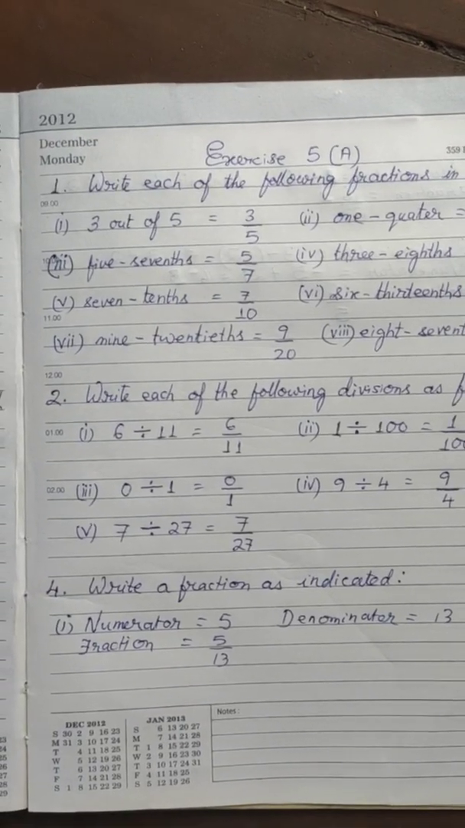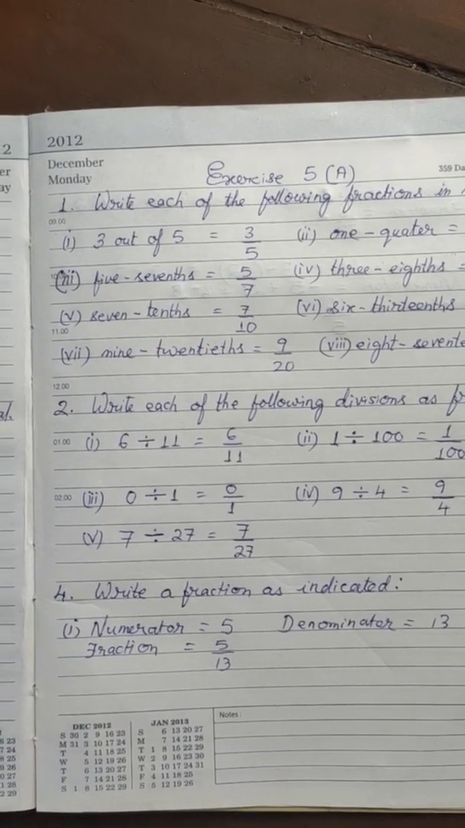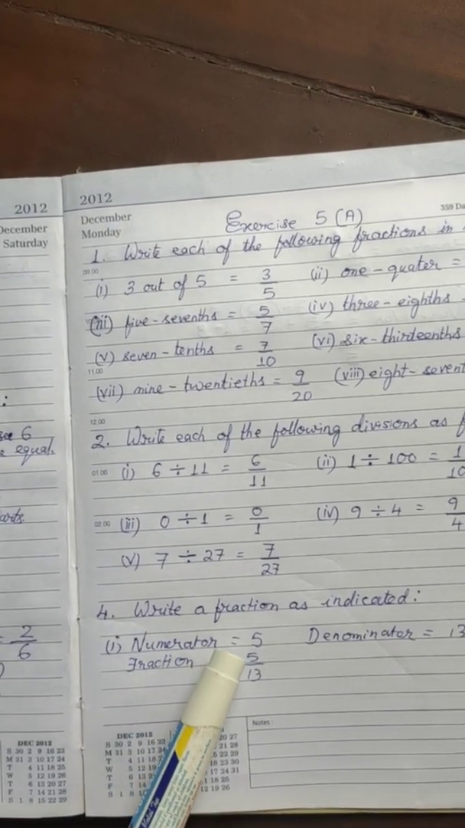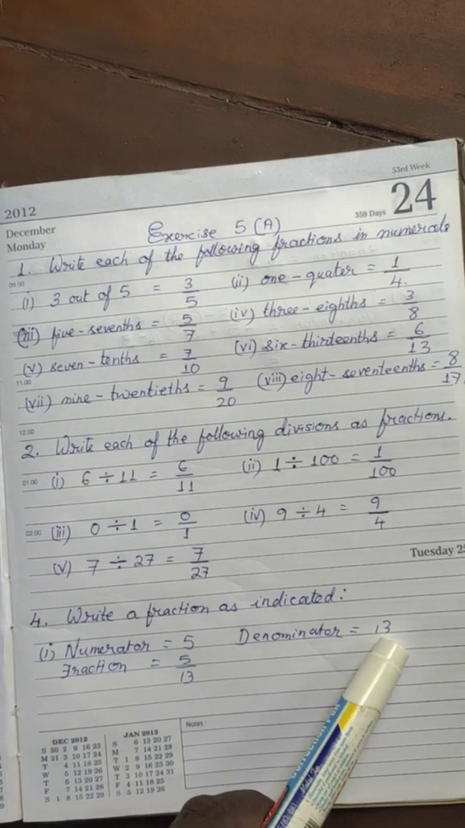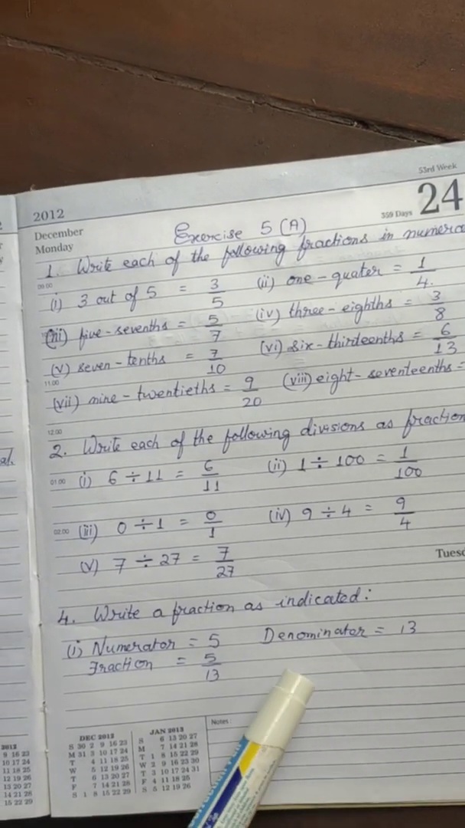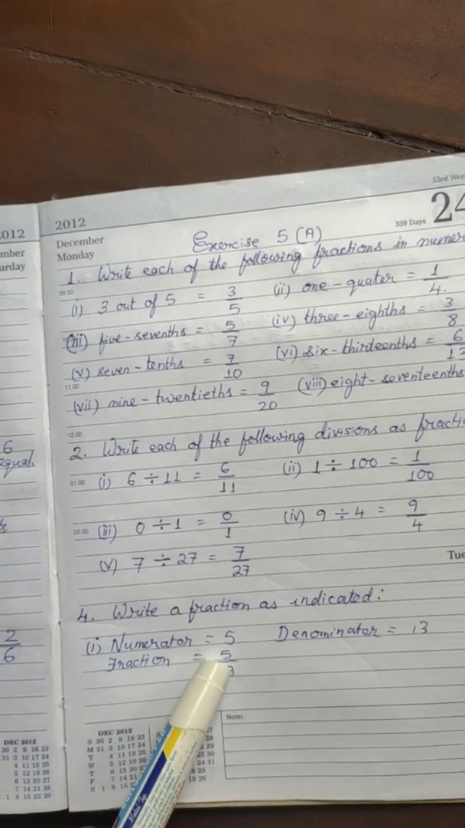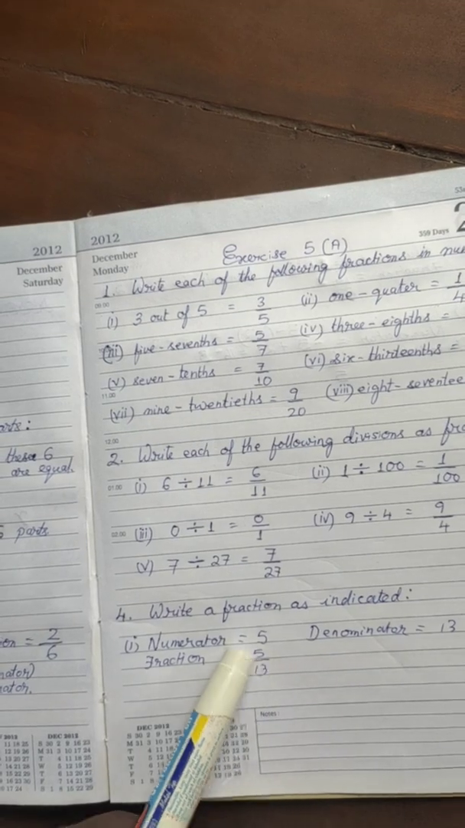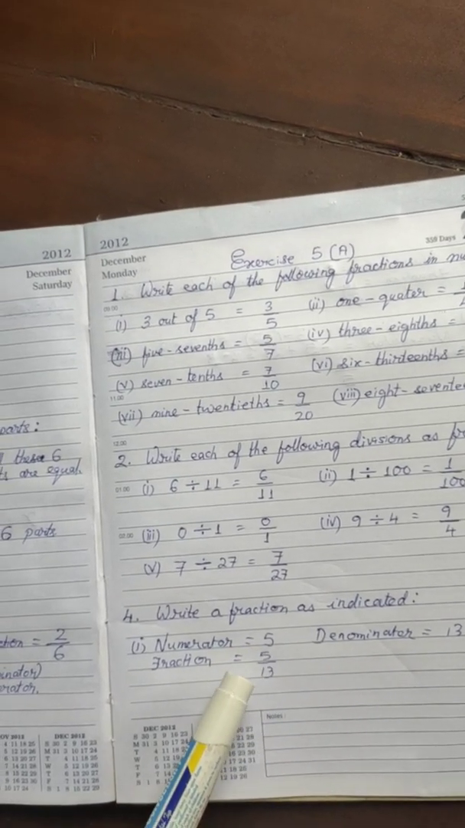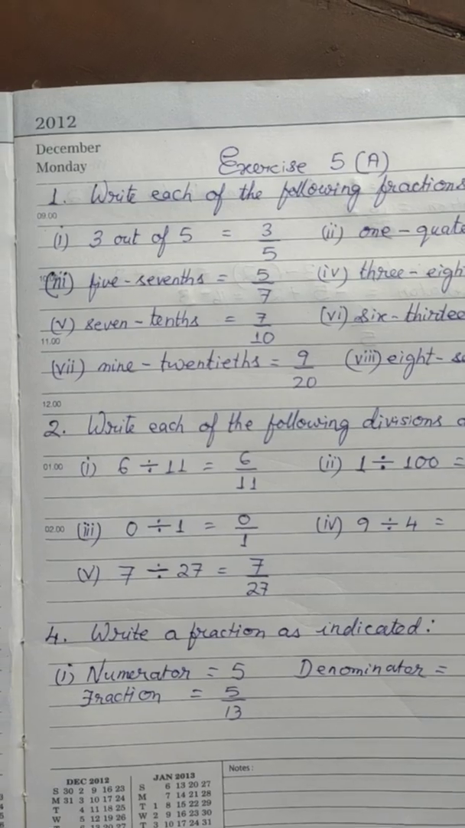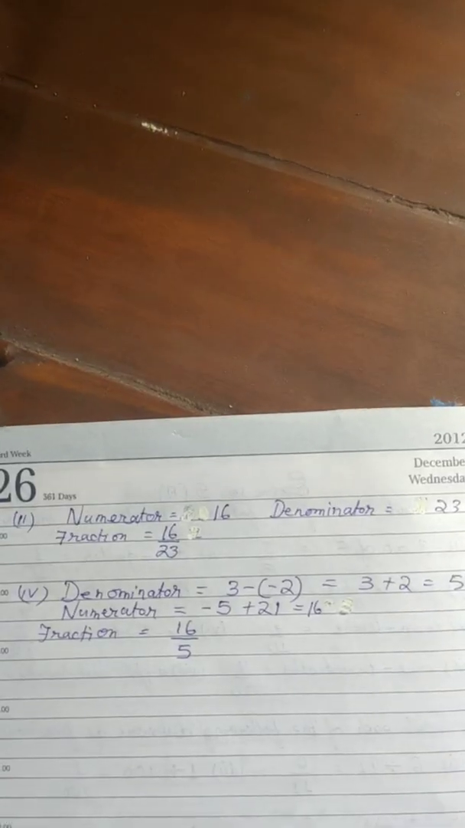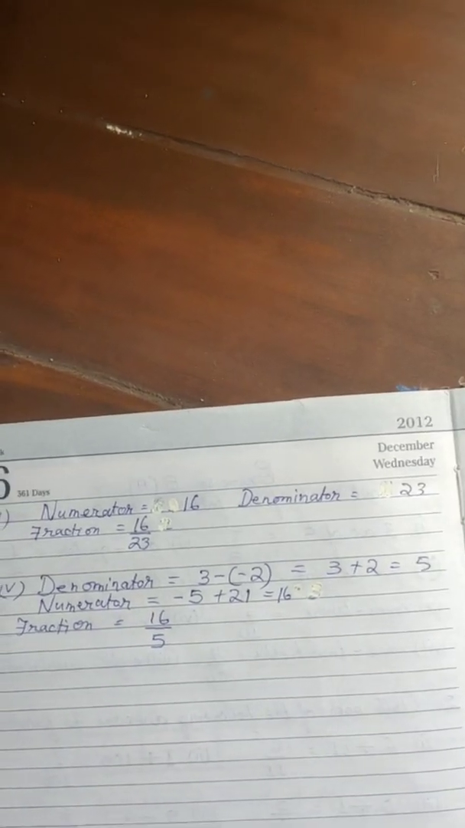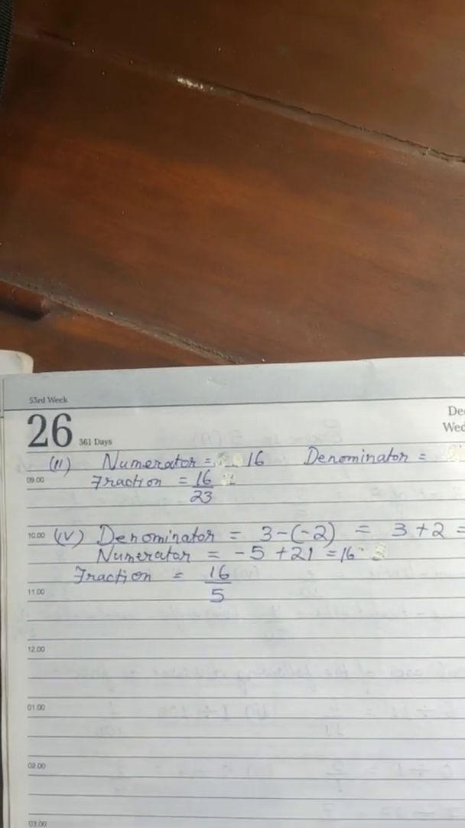In the next we have another question. Instruction is write a fraction as indicated. Now here you have the indication numerator 5, denominator 13. So what will be the fraction? We all know denominator goes in the bottom, numerator on top. So denominator 13 goes down, numerator will be on top. So the fraction is 5 by 13. Okay, 5 by 13 is the fraction. The next instruction is numerator is 16, denominator is 23. So the fraction is 16 by 23.